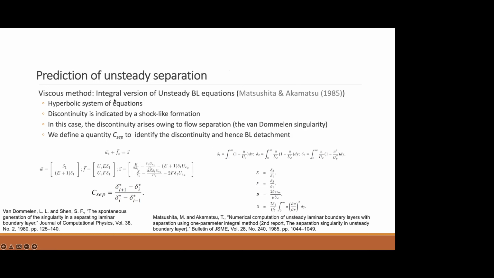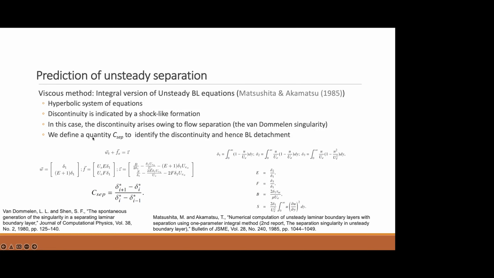This integral version of the unsteady boundary layer equations is a hyperbolic system of equations. And in any hyperbolic system of equations, for example, equations of supersonic flows, it's possible to have discontinuities. These discontinuities are indicated by the formation of shocks in the data. In this case, the discontinuity or the shock arises because of flow separation. This is what is known as the Van Dommelen singularity in the literature. This is the singularity beyond which the unsteady boundary layer equations cannot be integrated any further because you have the occurrence of flow separation.